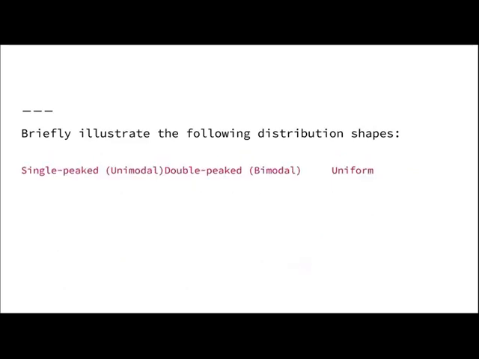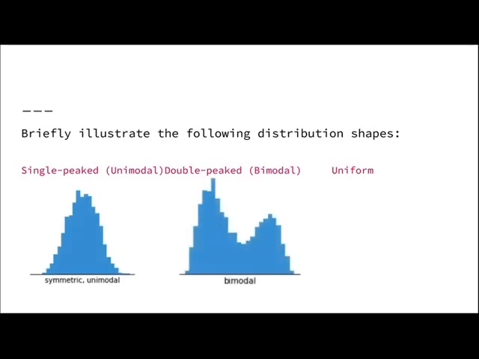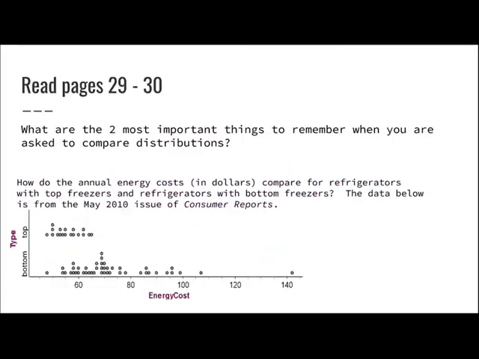All right, next we have single-peaked, unimodal, double-peaked, bimodal, and uniform. Don't worry about the little ups and downs in a distribution. Little irregularities are to be expected. Basically, how you want to tell is if you were to drop a tablecloth over the graph, how many humps would you see? Take a second and read pages 29 through 30.